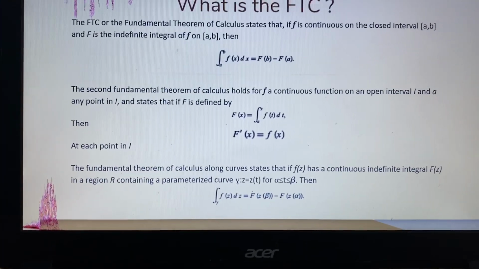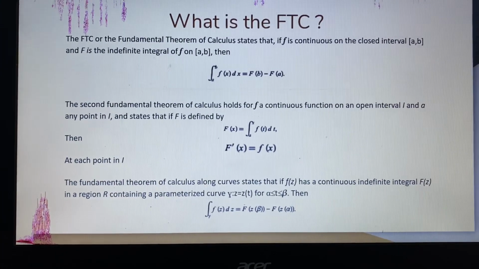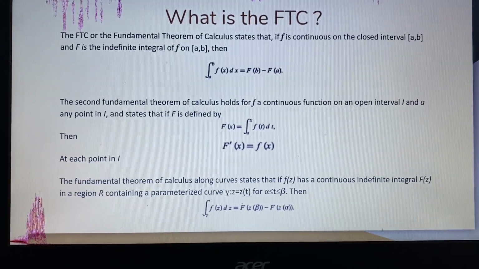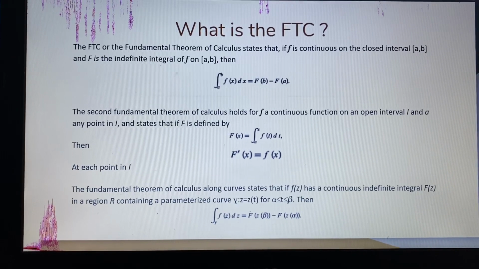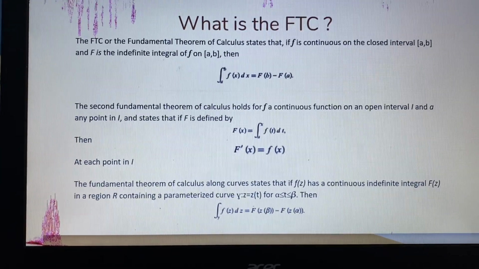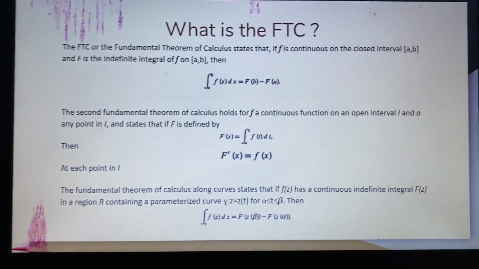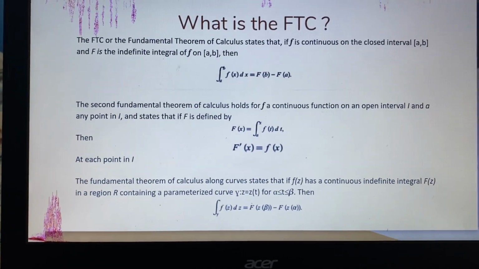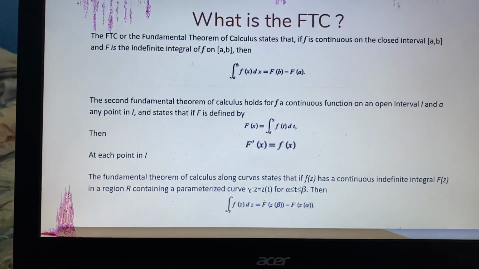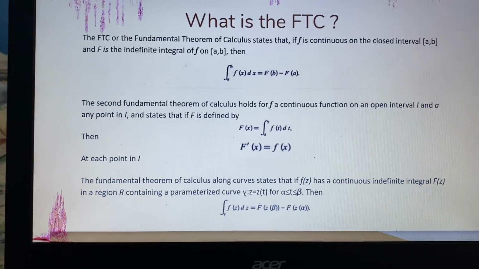The fundamental theorem of calculus along the curve states that if f(z) is a continuous and definite integral, F(z) in a region R containing a parameterized curve, then the integral over the curve of f(z) dz equals F(z) at beta minus F(z) at alpha.